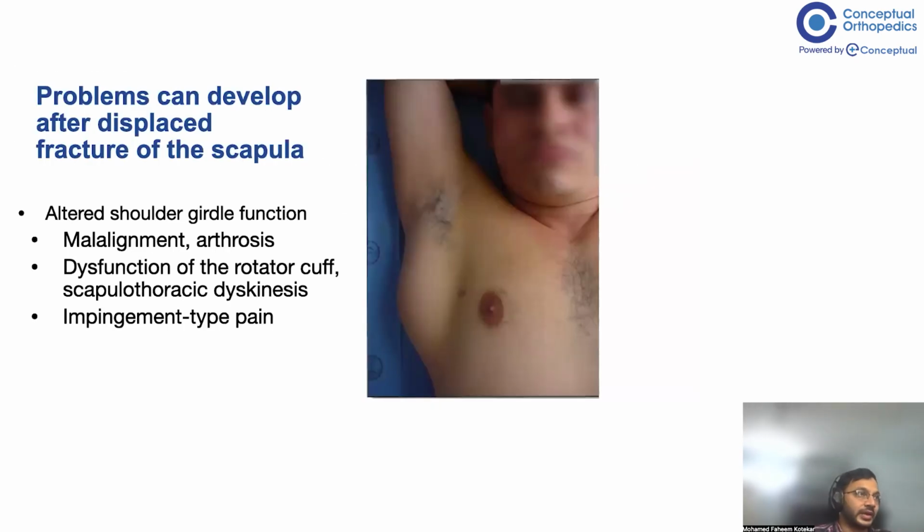So why operate? Because problems can develop even after a displaced fracture of the scapula. What are these problems? They are most commonly related to altered shoulder girdle function. Not just these, even malunion of the scapula, along with malunion of the underlying rib fractures, can lead to a grating sensation, which can be quite painful. So that is an impingement type of pain which can be seen.